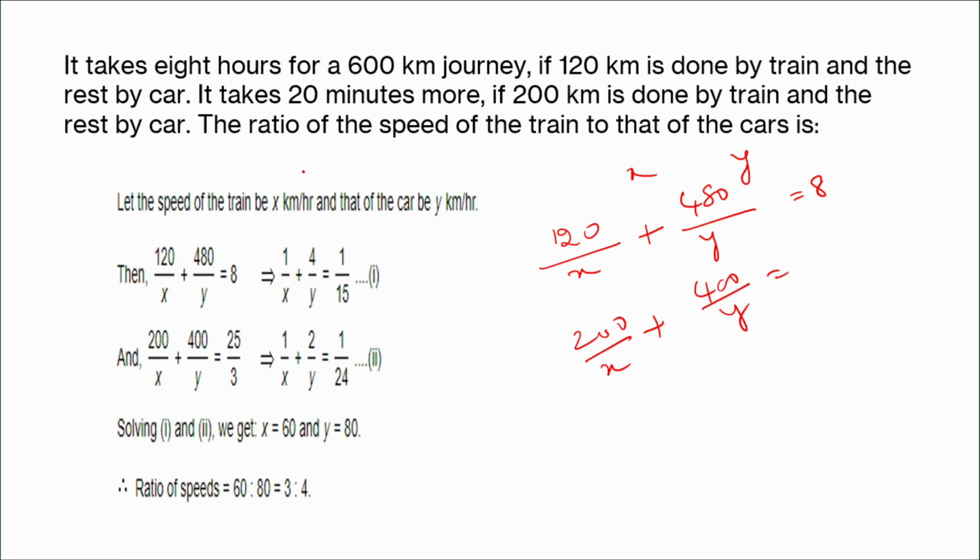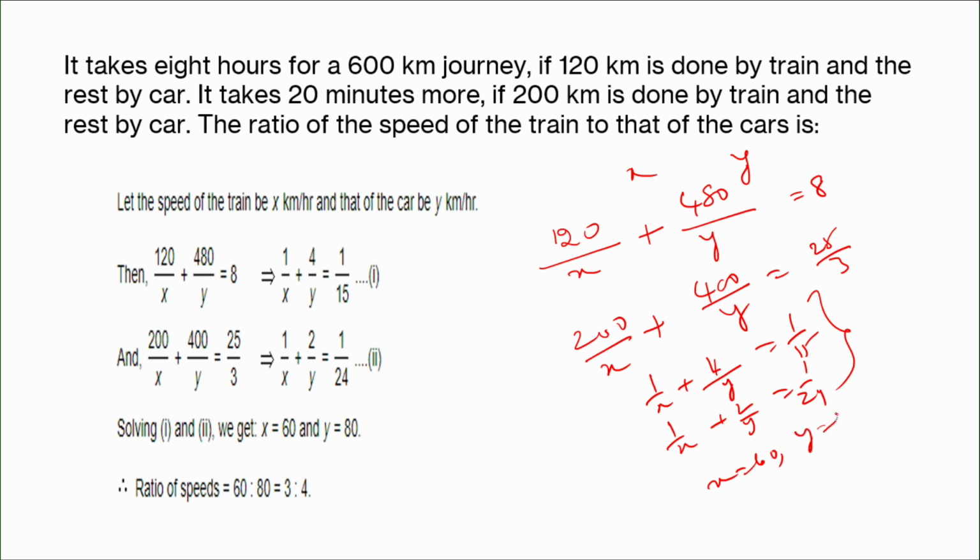It takes 20 minutes more, meaning 8 hours 20 minutes, which we can say is 25 by 3. When you compare this, we get the equations 1 by x plus 4 by y equal to 1 by 15, and 1 by x plus 2 by y equal to 1 by 24. By solving these two simple linear equations, you get x is equal to 60 and y is equal to 80. So, the ratio of these speeds is 60:80, that is 3:4.